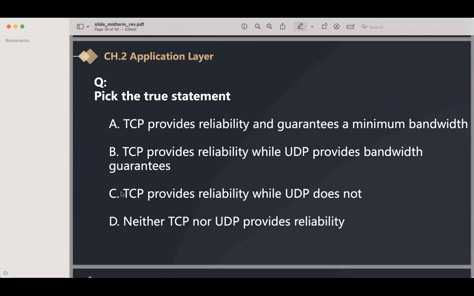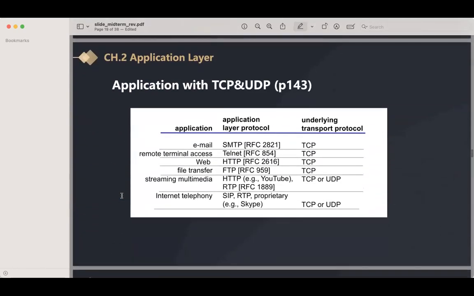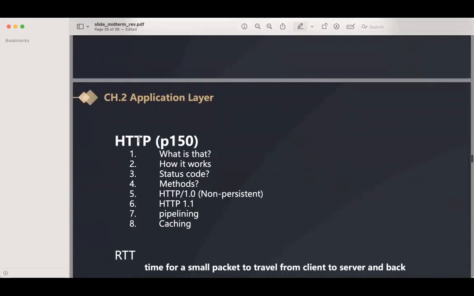Yes, you are correct. TCP provides reliability, but UDP does not. So that's the main difference between them. But in the midterm exam, we will not have this kind of question. It's too easy for you. Instead, we will have some questions regarding HTTP.